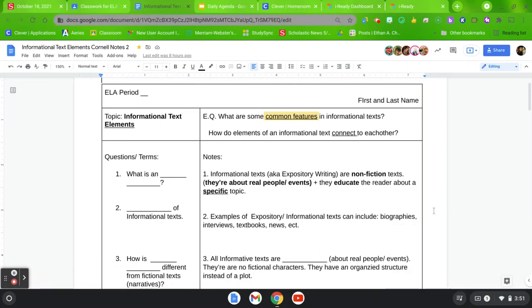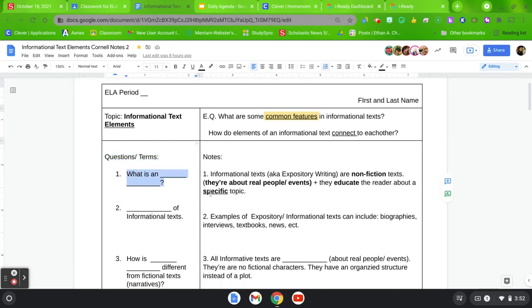Hello, students. Today we're going to go over informational text elements. The essential questions we're going to cover are: what are some common features in informational texts? And how do elements of an informational text connect to each other? So the first question that you're going to answer is right here. You're going to put your questions or terms here, and you're going to fill in the blank.